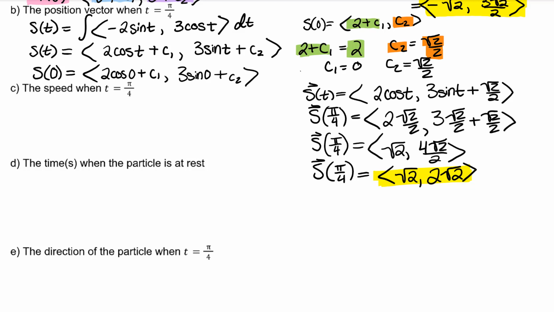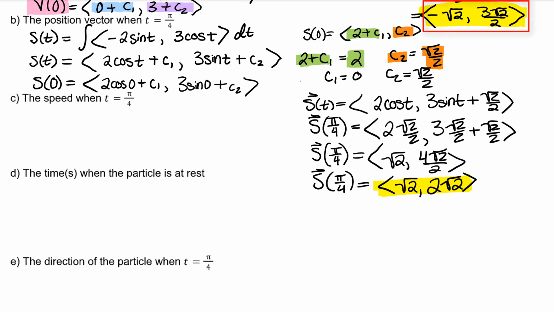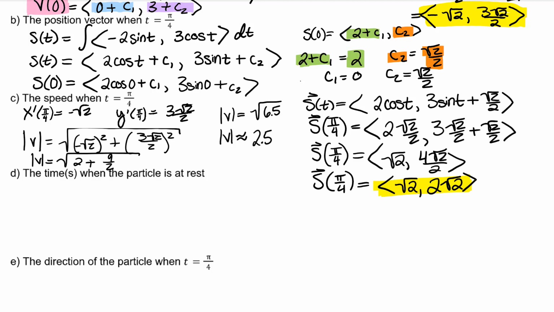To find the speed when t equals pi/4, we need the magnitude of the velocity vector at t equals pi/4. We already got the velocity vector at t equals pi/4. X prime of pi/4 is -√2, and y prime of pi/4 is 3 root 2 over 2, which is approximately 2.550 or 2.549.